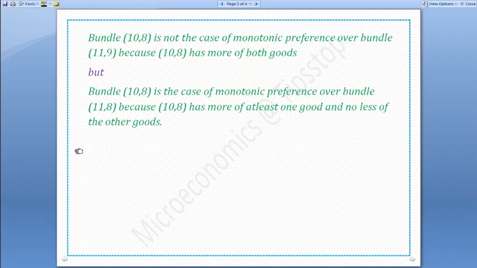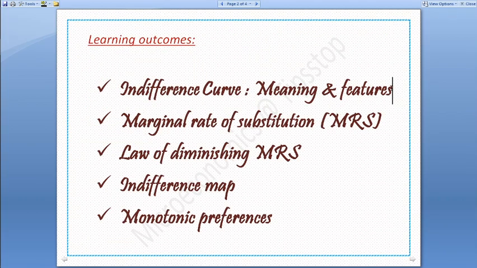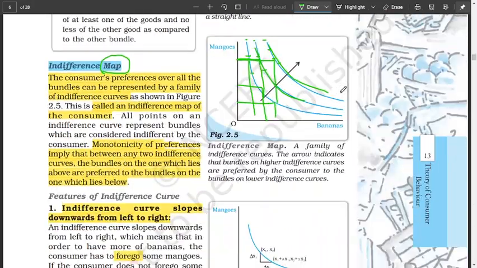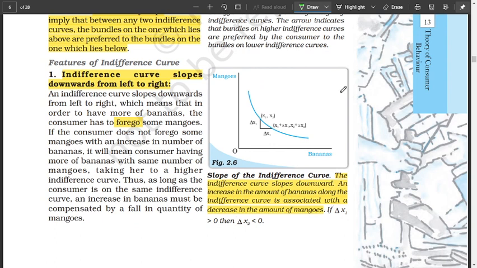Okay, and lastly, let's talk about the characteristic features of indifference curve. Indifference curve has three main features. Number one, indifference curve slopes downward from the left to the right. It's convex from the left to the right. What does it mean by sloping from left to the right, not sloping from right to left or any other shape? It is this shape from left to right.